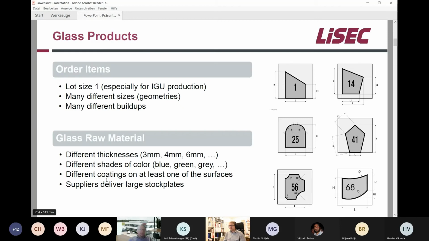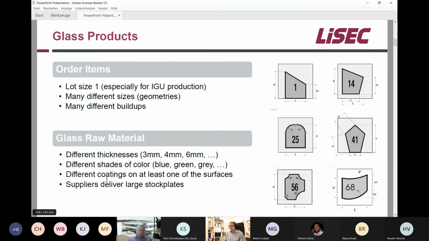So let's quickly start into the glass products. It is important to note that we have a lot size of 1. That means more or less each and every piece that gets produced is unique, especially if we talk about IGU production for windows and doors.